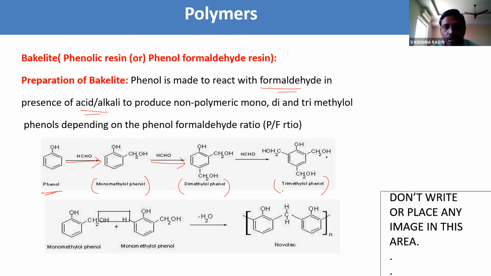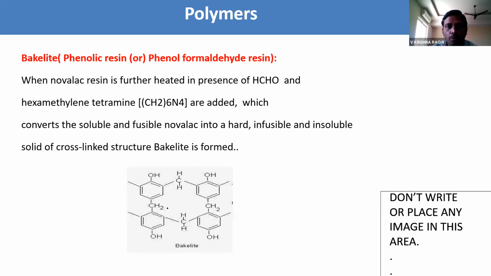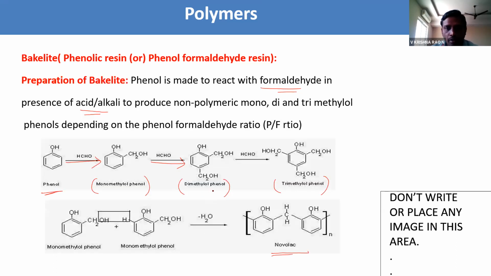Now we need to react this monomethylol phenol with another mole of monomethylol phenol. You will get a linear chain of novolac resin by elimination of an H2O molecule. In step 2, we take the monomethylol phenol. Likewise, if you take dimethylol or trimethylol, you will get novolac resin. Monomethylol phenol reacts with another monomethylol phenol, and by elimination of a water molecule, it gives a linear novolac resin.